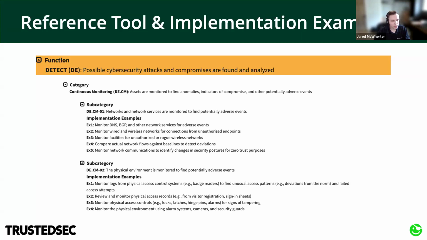And as I was saying with the implementation examples here, now they're saying, monitor logs from the physical access control system, such as badge readers. Make sure you monitor any kind of failed access attempts. Review and monitor those physical access records, such as visitor registrations, sign-in sheets.